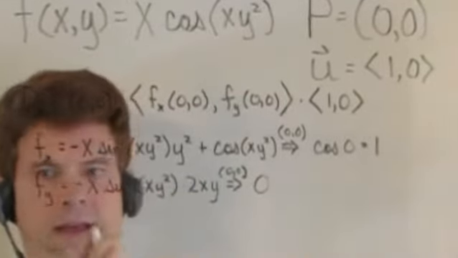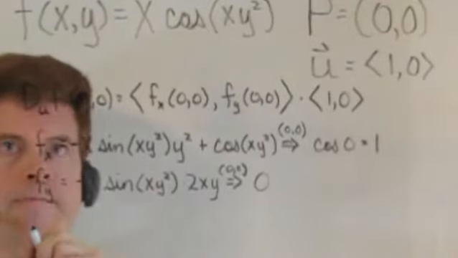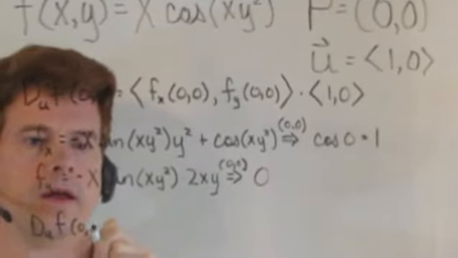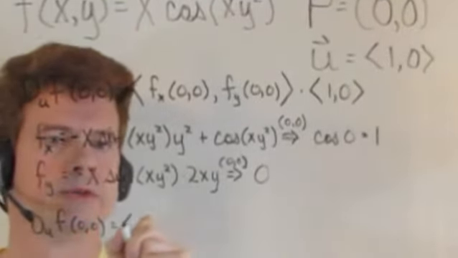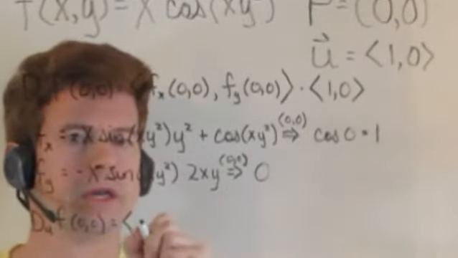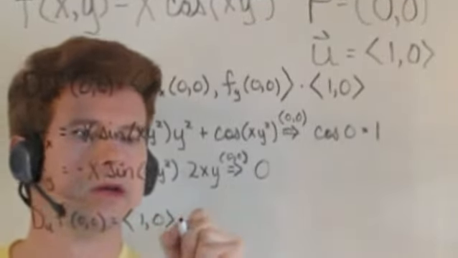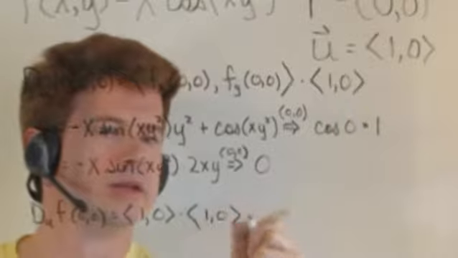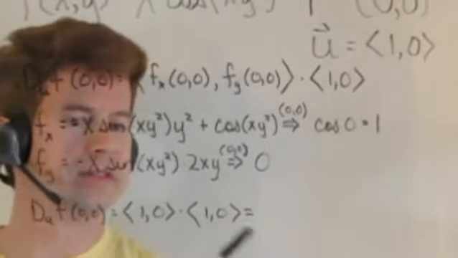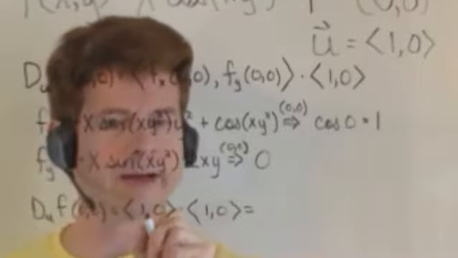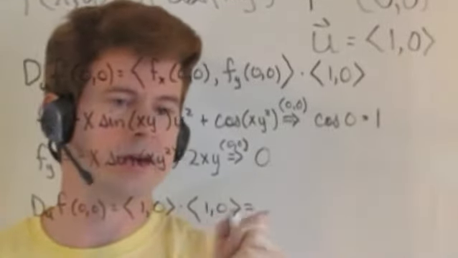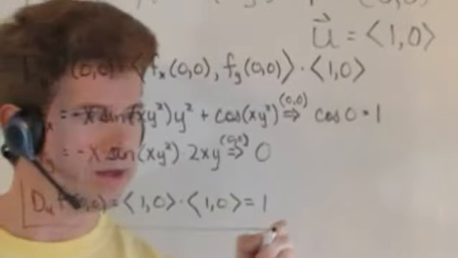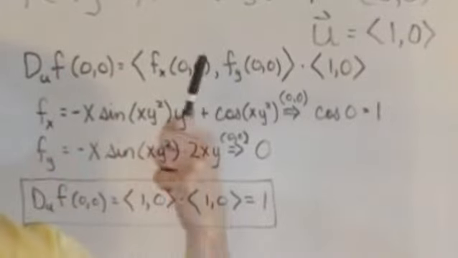So let's go ahead and plug this in now to find Du f at (0, 0). It is equal to our vector (1, 0) dot product with (1, 0). Remember this is a dot product, so it gives us a number and not a vector. So it's simply 1 times 1 plus 0 times 0. That gives us just 1. So simple enough, we have our solution for the first part anyway.